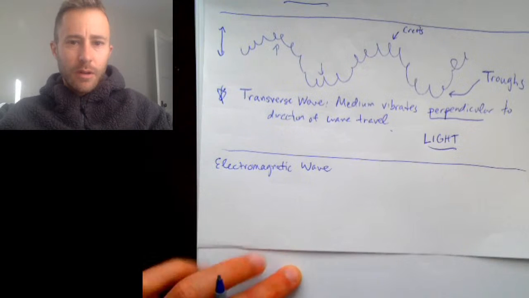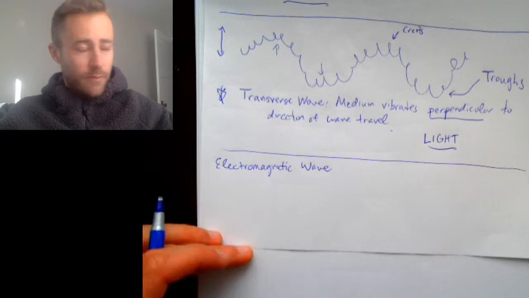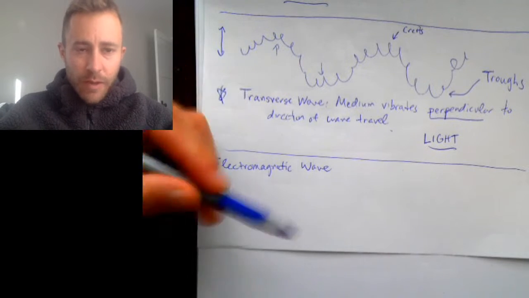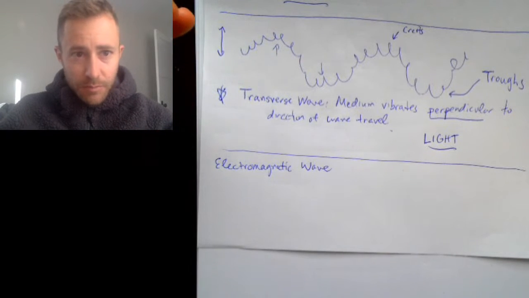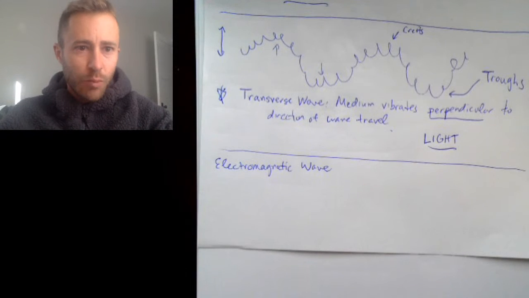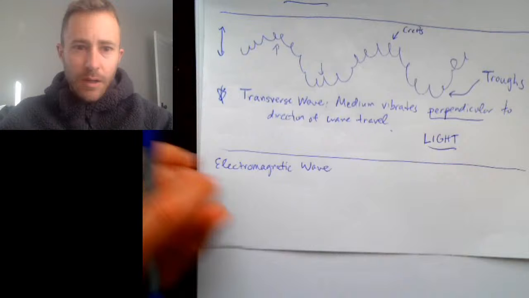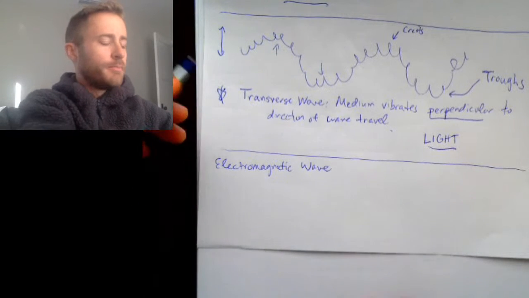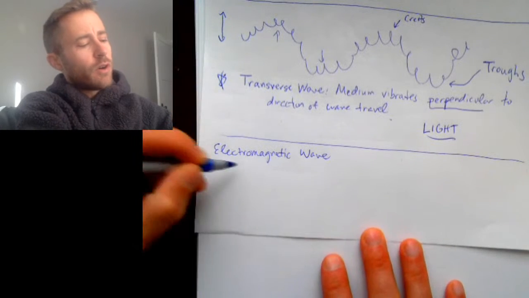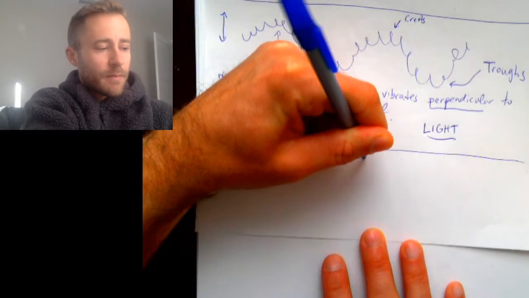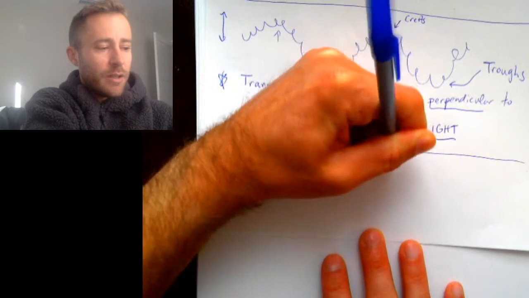So an electromagnetic wave is basically the type of wave that light is. What we perceive as visible light is one type of electromagnetic wave. Electromagnetic waves travel at the speed of light.